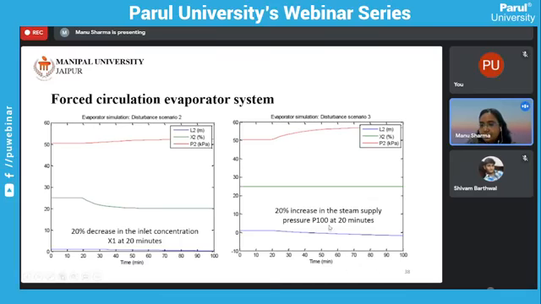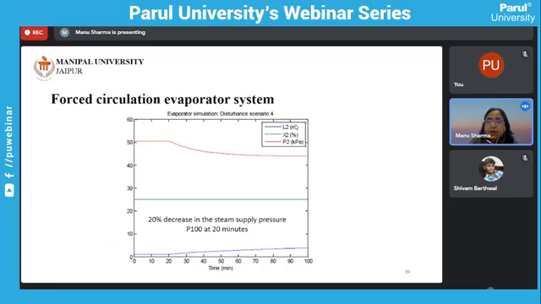Here, if the steam supply is increased, there is no effect on the output concentration. We know it will not affect the concentration of the output stream, but it will affect the level of the separator and the pressure, because the more steam is supplied, the more the evaporation. So it will affect the pressure and the level of liquid inside the separator. This is how you predict what will happen if any change occurs in the system.